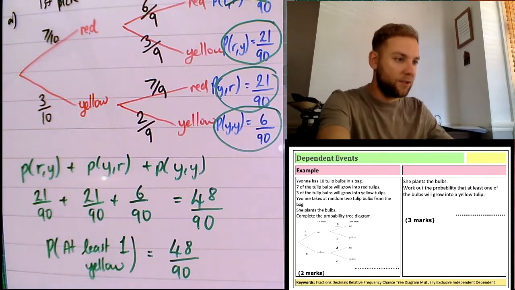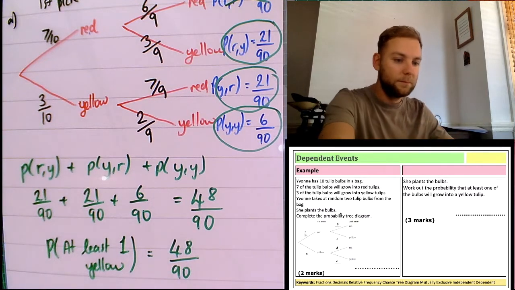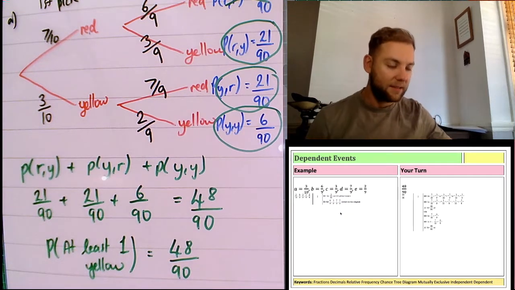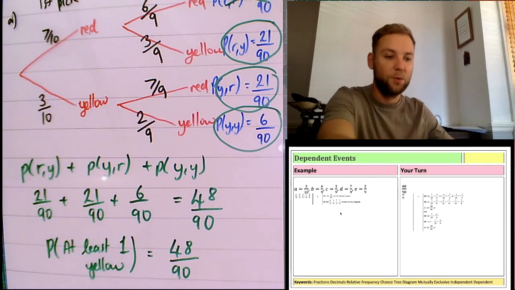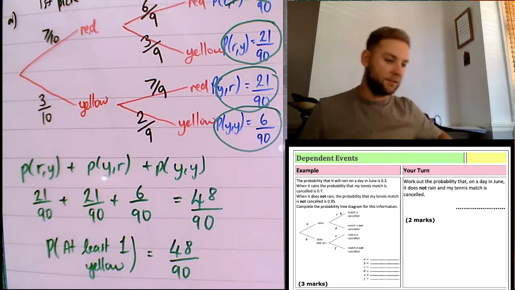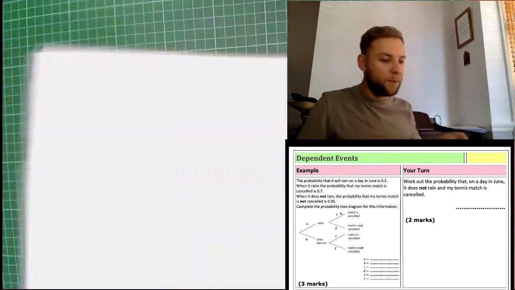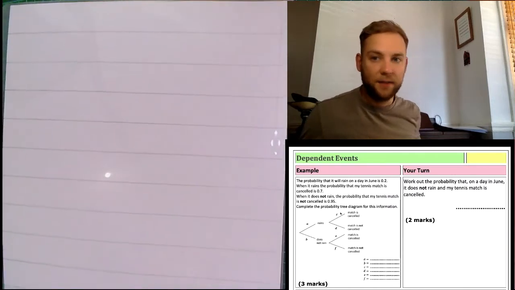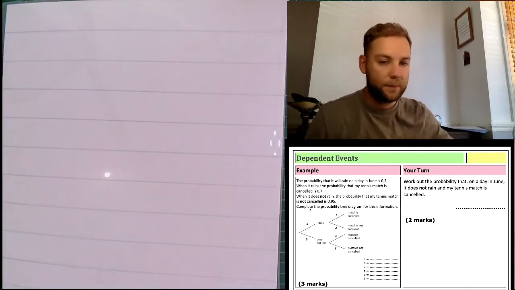All right, so let's have a look now. Let's just check those answers first of all. Brilliant, 48 out of 90, and then we've got all of those. That's perfect. Super. So let's have a look at this next question then. So the probability that it will rain on a day, in fact, I'll make it big for you so you can see it.